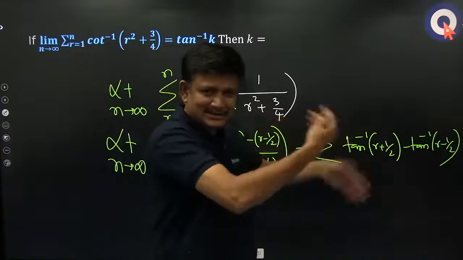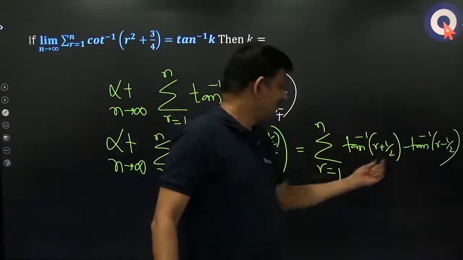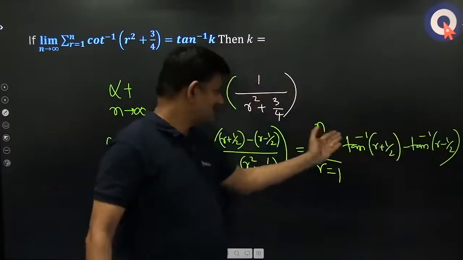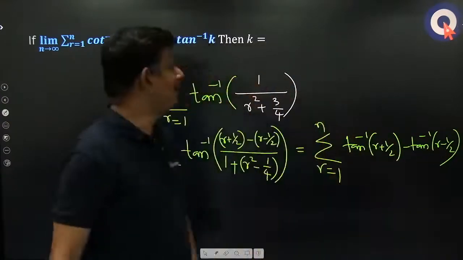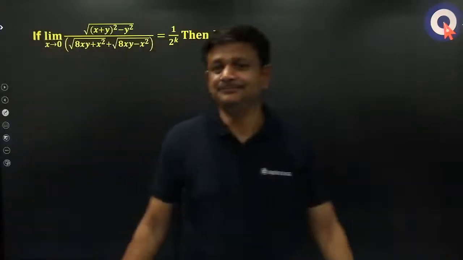Now telescopic cancellation, all alternate terms will get cancelled. You will be left with first term and last term. First term is tan inverse half, last term will be tan inverse infinity, which is pi by 2, and there ends the question. Very simple question.